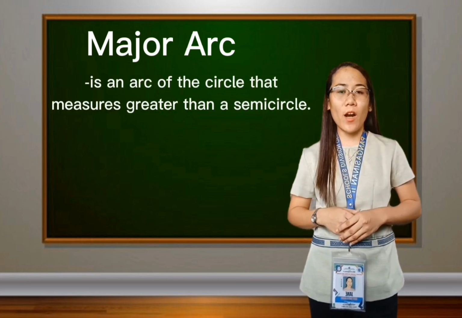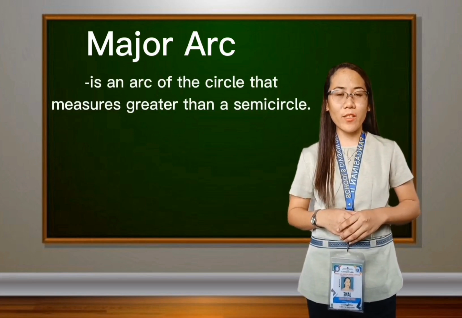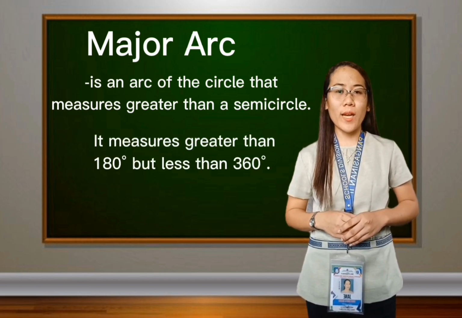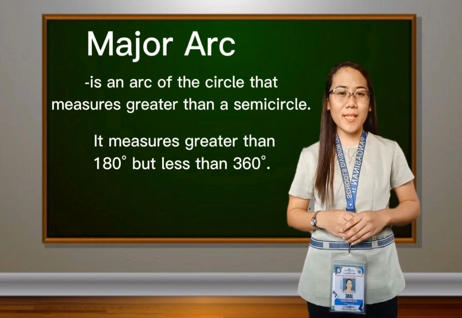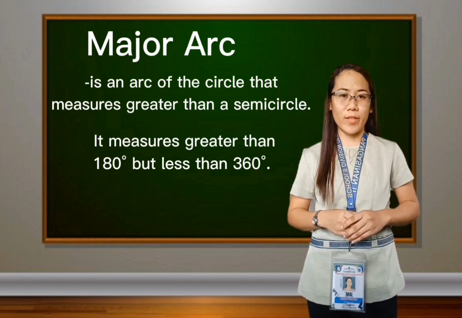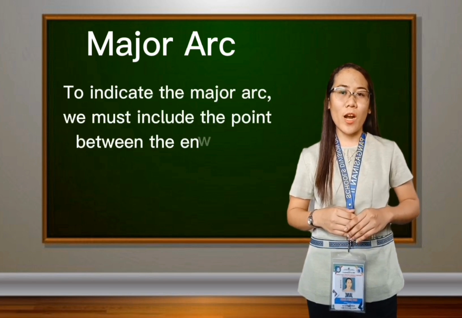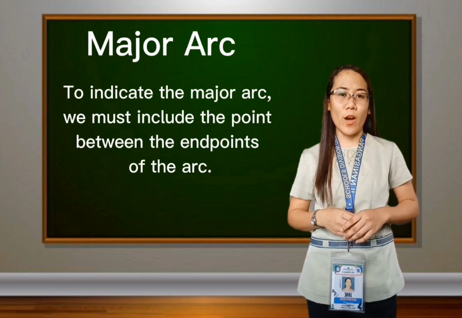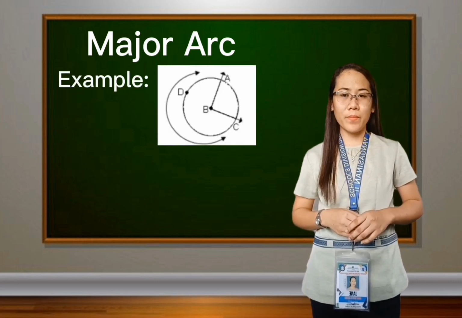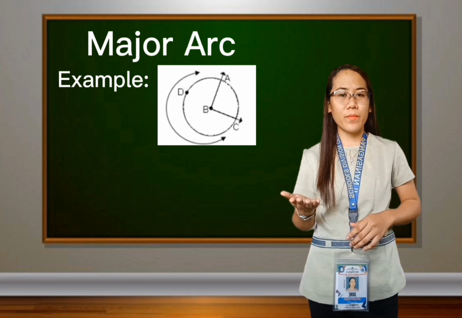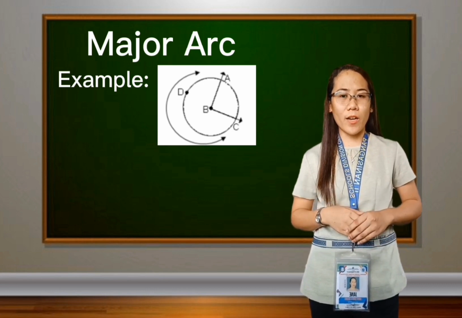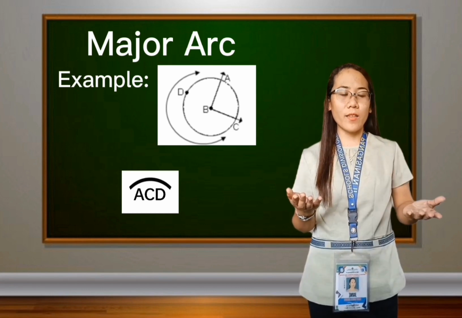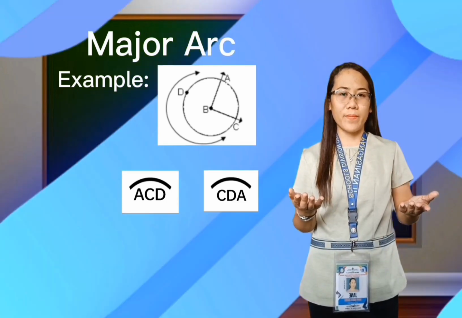The major arc. Major arc is an arc of a circle that is greater than the semicircle. It measures greater than 180 degrees but less than 360 degrees. To indicate the major arcs, we must include the point between the endpoints of the arc. Example, in this figure, the major arcs are arc ACD and arc CDA.